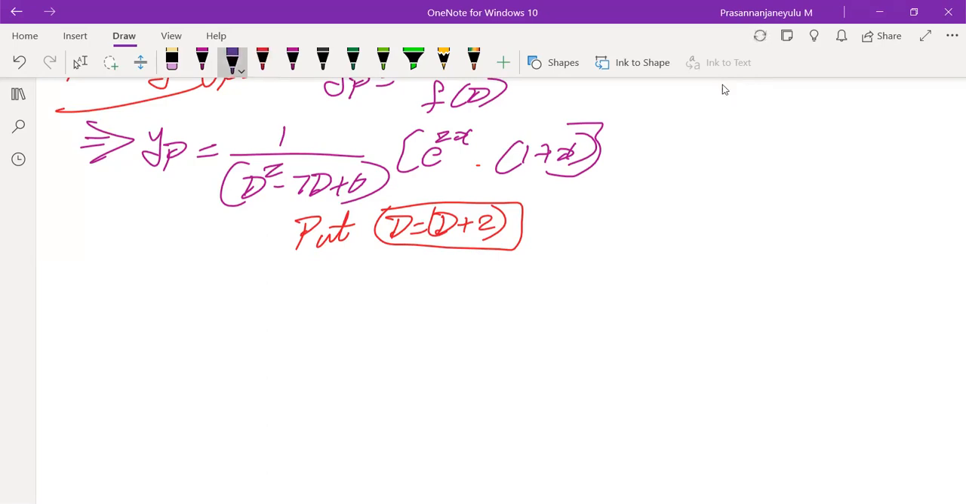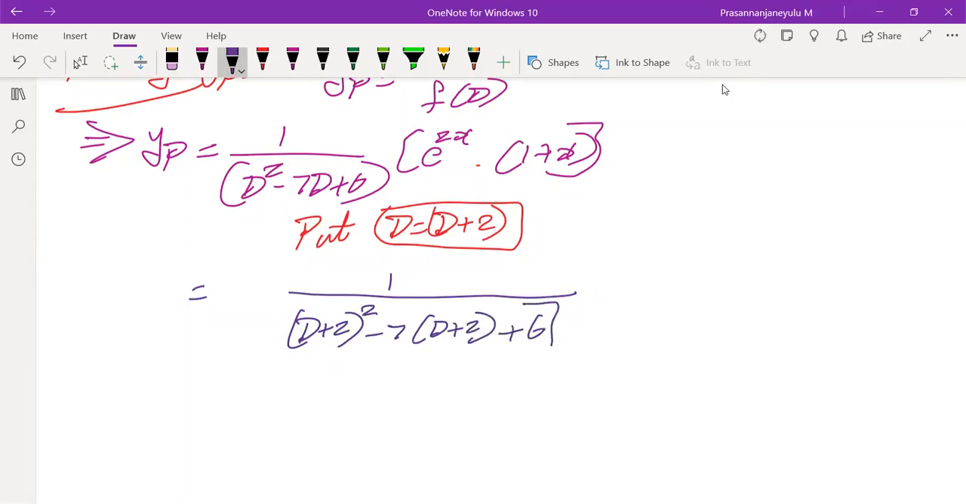Just for you, you need to remember. Now, the role of... okay, now if we substitute d plus 2 in place of d, then the denominator part will be (d plus 2) whole square minus 7 into (d plus 2) plus 6. This is only the denominator part.